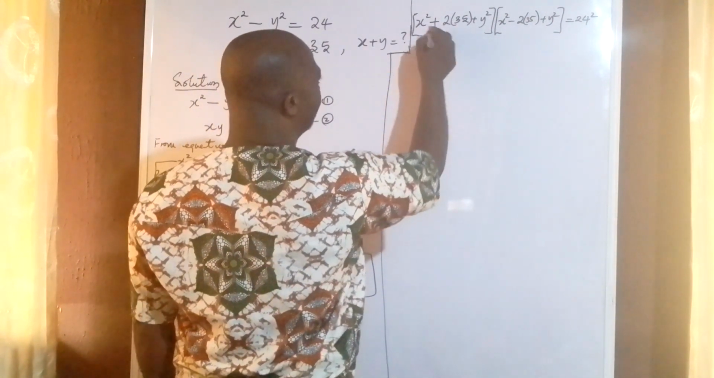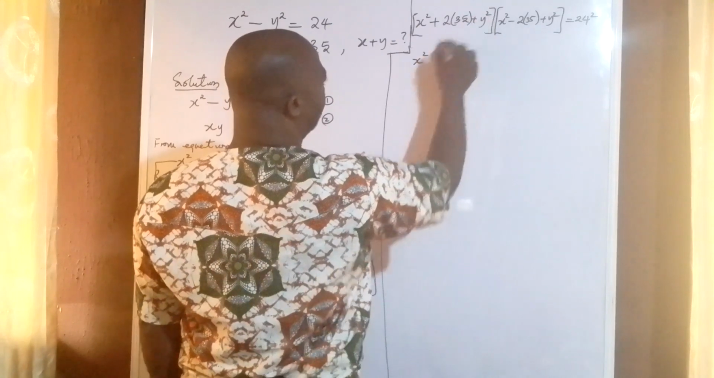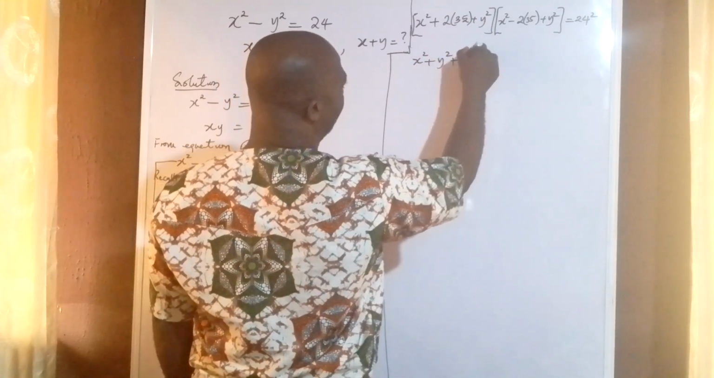Now, further I'm going to have x squared plus y squared plus 70.